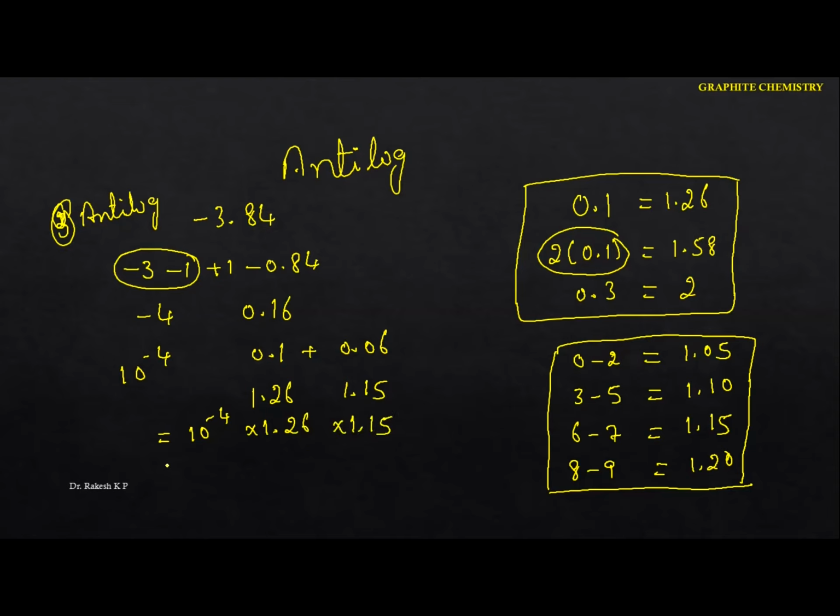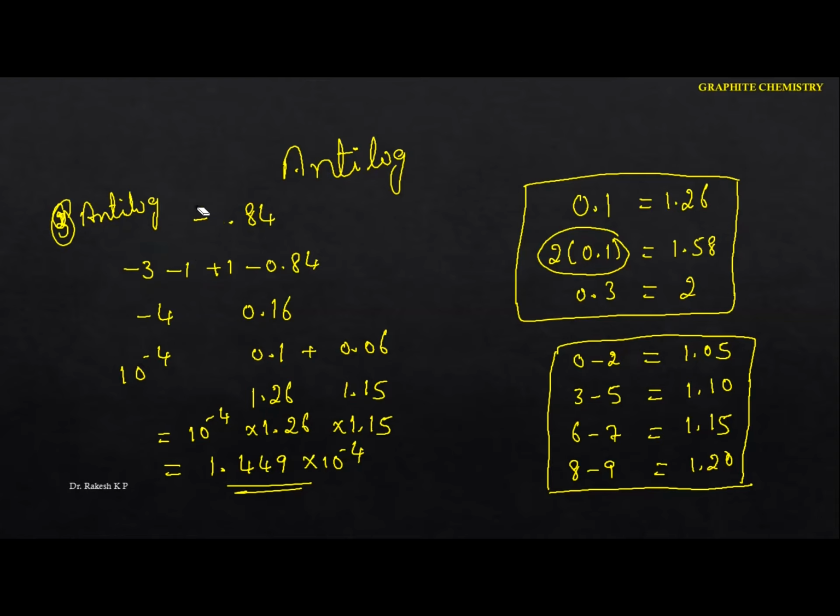Now see the value here. If you multiply 1.26 into 1.15, the value you get is 1.449 into 10 to the power of minus 4. This is the value you get for the antilog of minus 3.84. If you remember these values, you can calculate any antilog value. Let me take one more example. I'm going to erase this one.